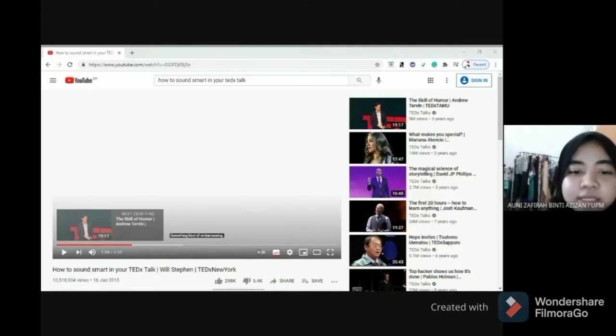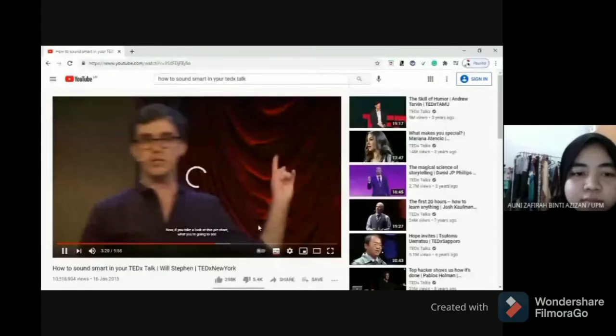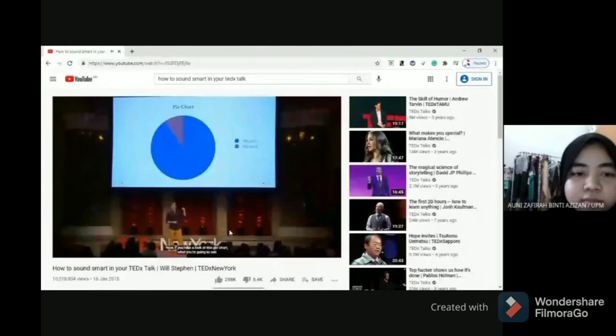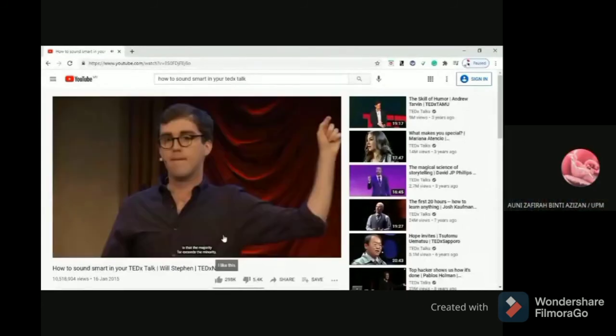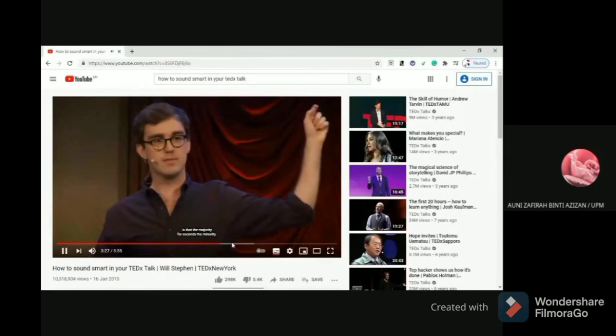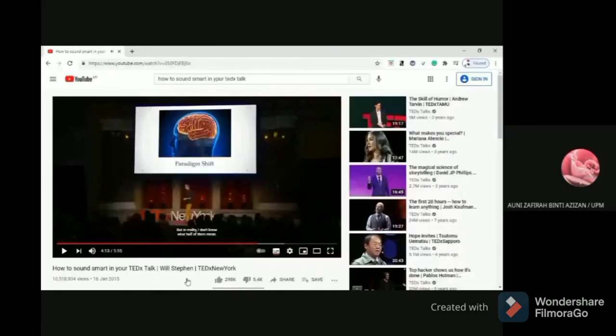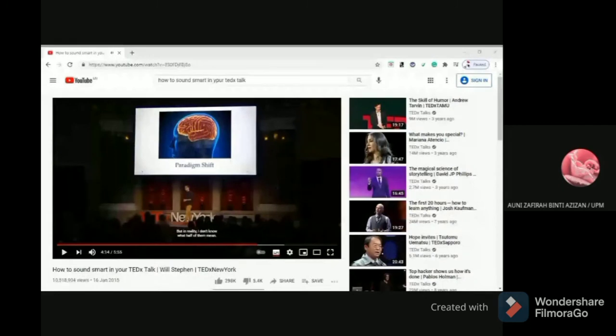So the next time reference is from 3 minutes 90 seconds until 3 minutes 29 seconds and 4 minutes 9 seconds until 4 minutes 11 seconds. From the scene, the speaker is pointing his hand to the slide while giving a talk. This is to ensure the audience looks at the slide because there is an important point highlighted by the speaker.